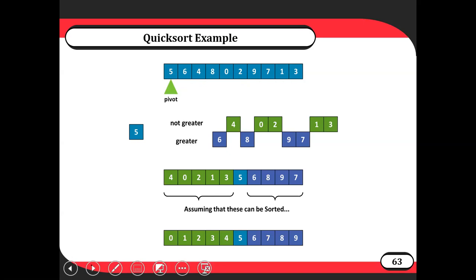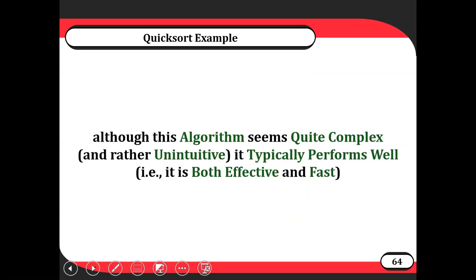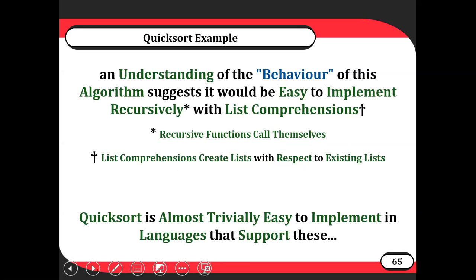All right, and so now I have this new, not really sorted list, but all the things that are less than 5 are on this side, and all the things that are greater than 5 are on this side. And we can assume that we can sort those two sides recursively, which we do by calling quicksort on them again. And so at the end of that entire operation, we end up with this completely sorted list. Yeah, the algorithm seems quite complex. It performs well. And if you use a programming language that has list comprehensions, it's actually very easy to write.